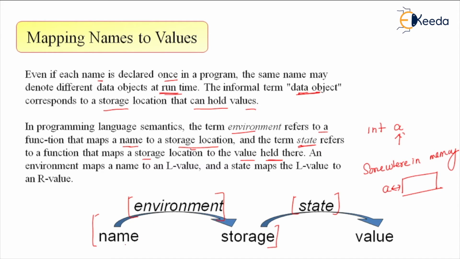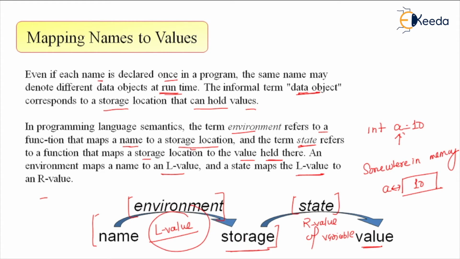Mapping a name to its storage location gives the L value of a variable, and the state is the value held in that position, which is the R value of the variable. These are very technical terms: the environment maps names to L values, and the state maps L values to R values. If I say a equal to 10, the name to storage is the L value, and storage to the value 10 is the R value.